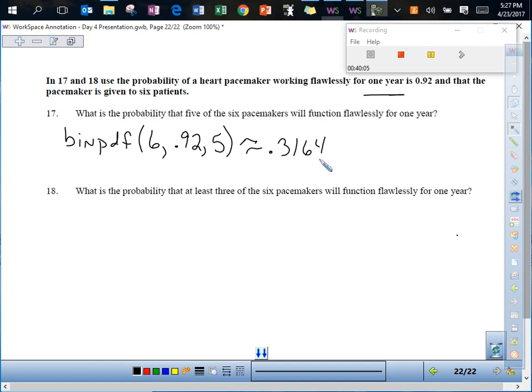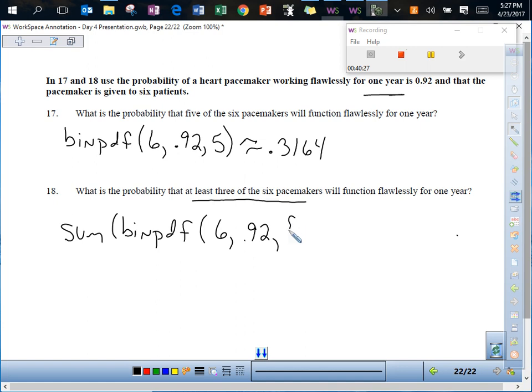So there's that. Now the next one, what's the probability that at least 3? Since you're dealing with more than one, it looks like this. And we will ask you to write this out so we know what you did. So sum binomial probability, 6, 0.92, comma, brace, and it says at least 3. So I need to go brace 3, comma, 4, comma, 5, comma, 6. Okay. And you can run that through, guys. You're going to get about 0.9995.